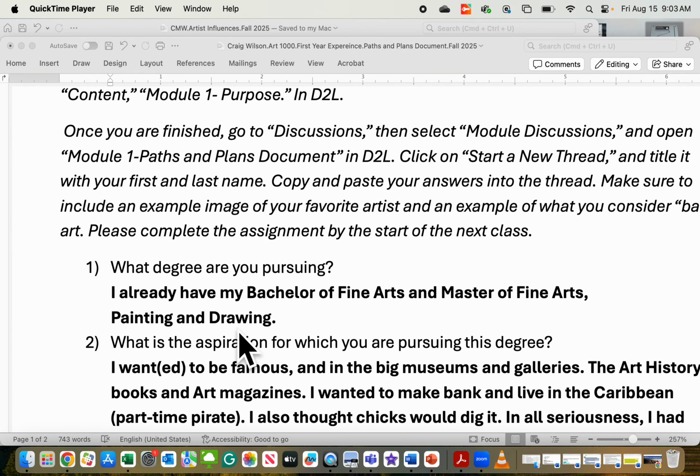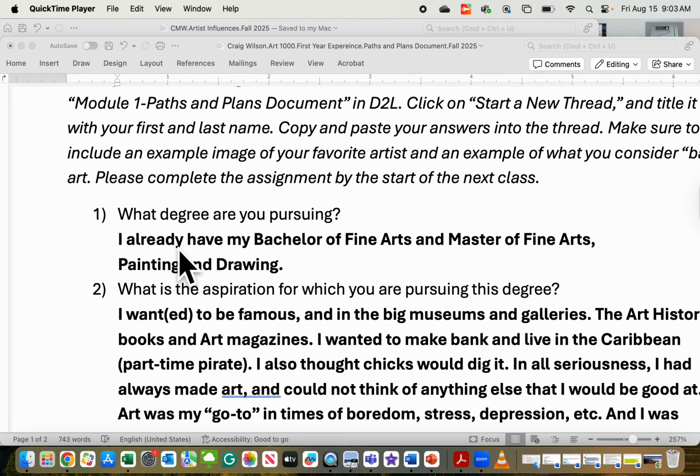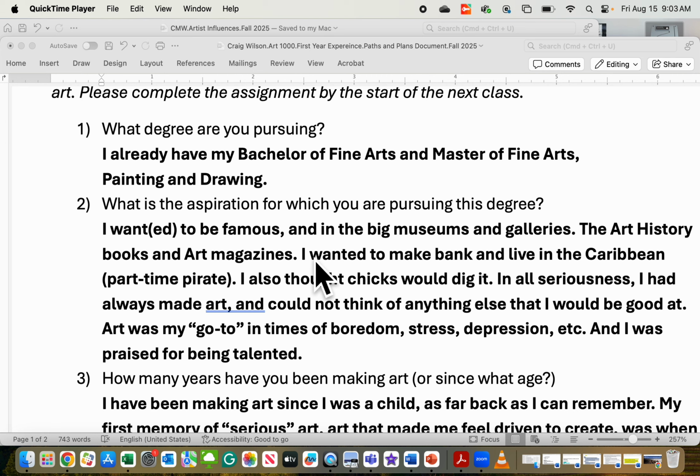but just to express succinctly what you missed, in this Paths and Plans document, we had questions about what degree you were pursuing. I, of course, had to answer all of these in retrospect. I've already achieved the degree that I was pursuing, and I will be uploading my plans and purposes document to the discussion group that I referred to earlier, so you can look at mine as an example for how I answered these questions. Then, of course, you'll get the spirit of that as you see me answer the questions that we didn't get to during the last class.